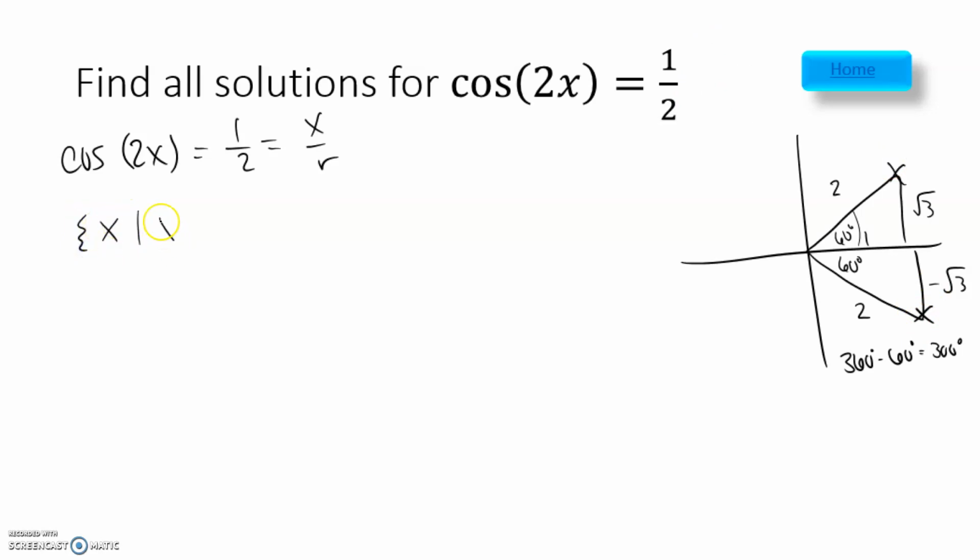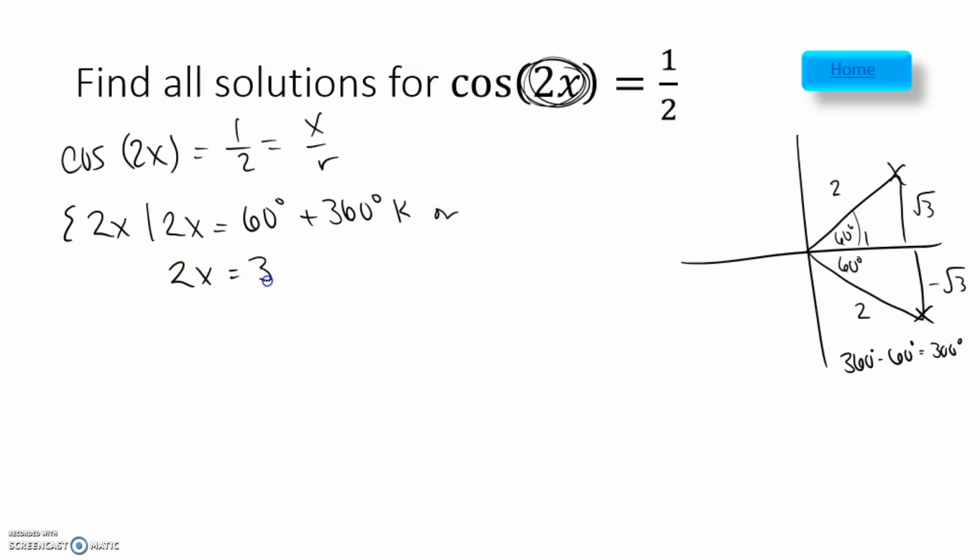So I have x such that, and actually this is not x anymore, this is 2x, because whatever is inside here, that's when it's going to go here and here. Oops, let me rewrite it. So 2x such that 2x is equal to 60 plus 360k, or 2x is equal to 300 plus 360k.